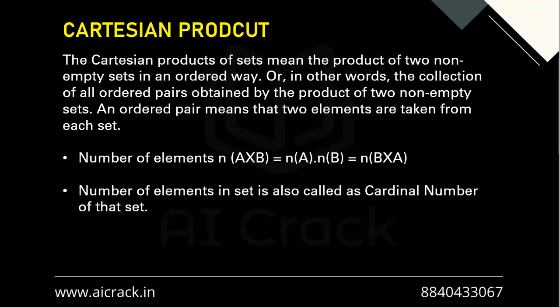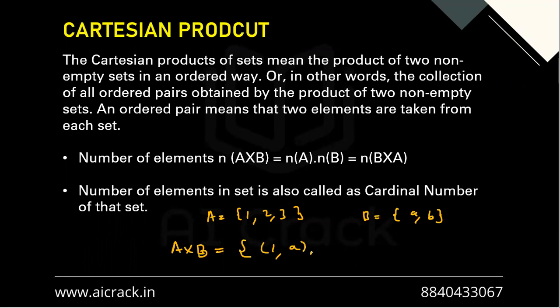Now, let's talk about Cartesian product. Cartesian product, or cross product, means the product of two non-empty sets in an ordered way. What does that mean? Let's say we have one set A as 1, 2, 3, and B as a, b. To write A cross B, we'll take the first element from A and the second element from B, and make this pair. So this pair is just one element of A cross B.